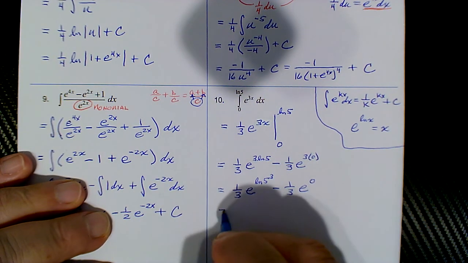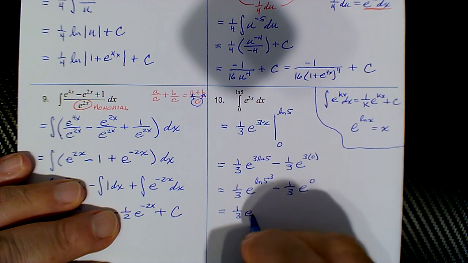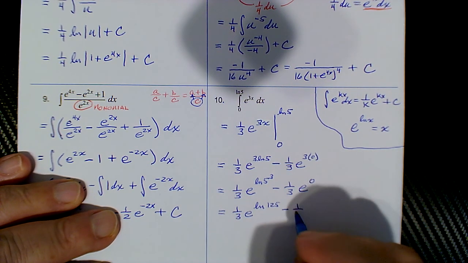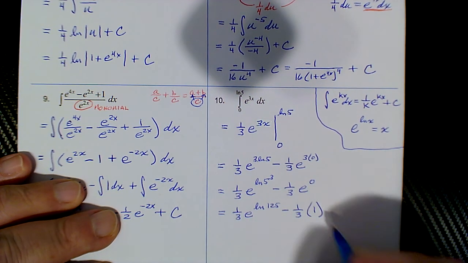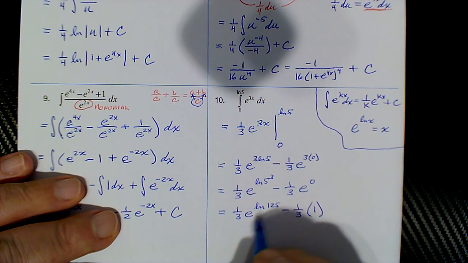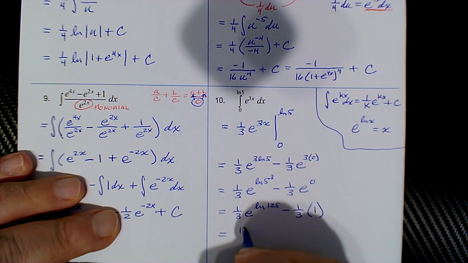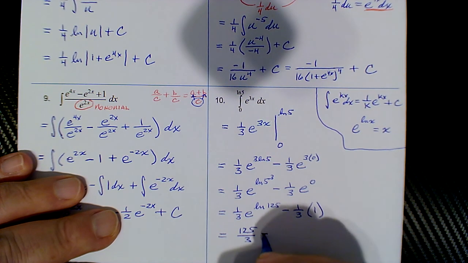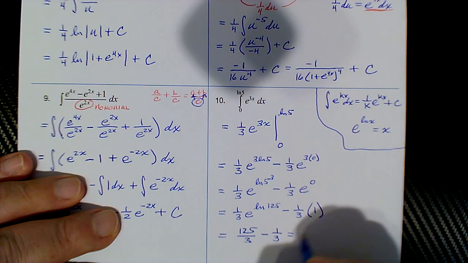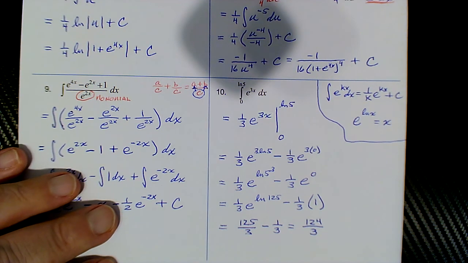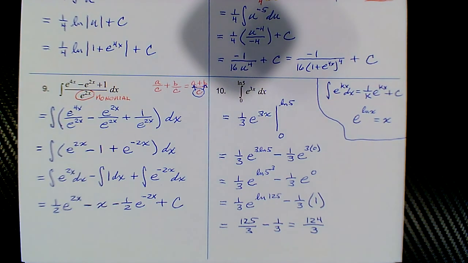And then continuing, we'd have 1/3 e to the natural log of 5 cubed is 125, minus 1/3, and then e to the 0 we should know is 1. But then e to the natural log of 125 is 125 by our inverse property. And so we get 125 over 3 minus 1/3, which gives us 124 over 3, and that can't be reduced. So that would be our final answer.